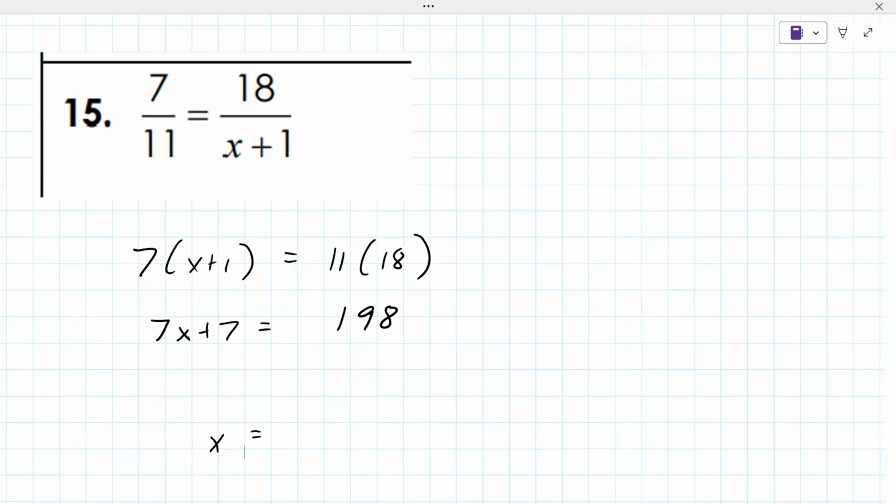Actually, this one may not reduce nicely. All right. It's 191 over 7. Yeah. So it doesn't work out nicely. And some of them don't. Actually, a lot of them appear that they don't. So, all right, let's look at 16.